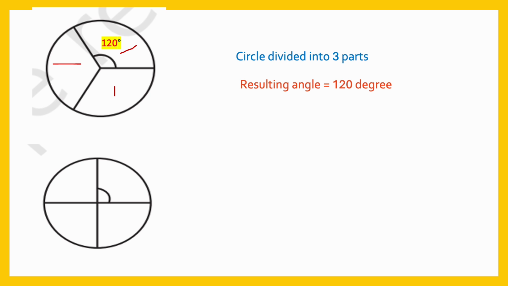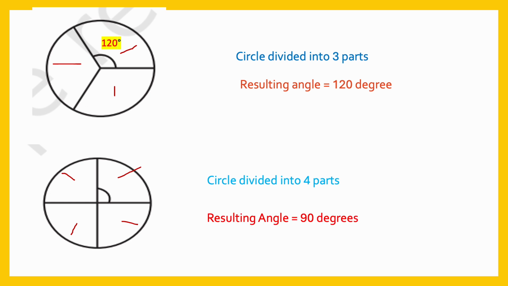See the next figure. Here a circle is divided into how many parts? 4 parts. The circle is divided into 4 parts. Then what's the resulting angle? The resulting angle is 360 divided by 4. Full turn is 360 degrees. So 360 divided by 4. What is the answer? 90 degrees. So this angle is 90 degrees.